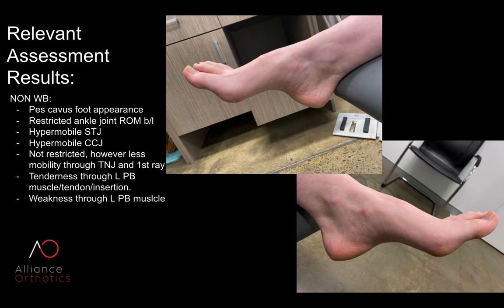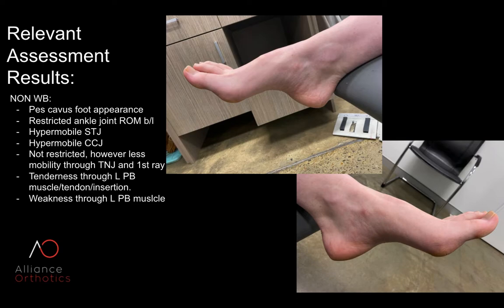All right, so let's have a look at this patient's relevant non-weight bearing assessment results. As we can see, the patient has quite a pes cavus foot type while non-weight bearing, and we found that her ankle joint dorsiflexion range of motion was quite restricted. She had a bit of a hypermobile subtalar joint and calcaneocuboid joint, and I wouldn't say her talonavicular joint was restricted. However, she was slightly less mobile through the talonavicular joint and the first ray.